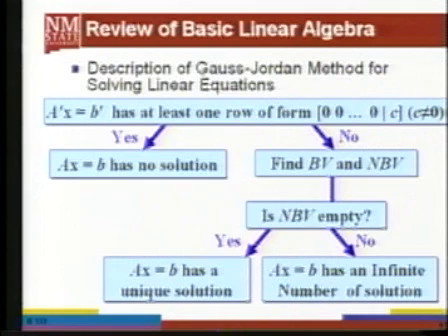So our discussion of the Gauss-Jordan method is summarized in this figure, okay? And because the end result of the Gauss-Jordan method must always be one of cases 1, 2, or 3, we have shown that any linear system will have no solution, a unique solution, or an infinite number of solutions. Okay?